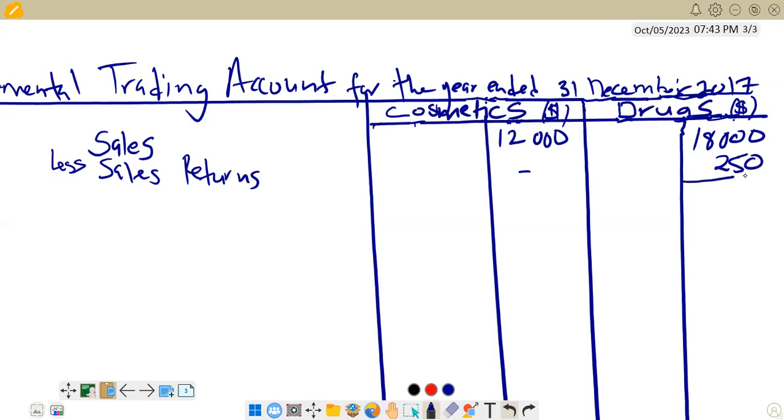Right. So here we will then subtract. Since here we don't have anything, we say 12,000 minus 0, we get 12,000. Then for drugs, we say 18,000 minus 250, and you get 17,750. The figure that we get there is the turnover figure or the net sales figure. So we can just call it net sales.